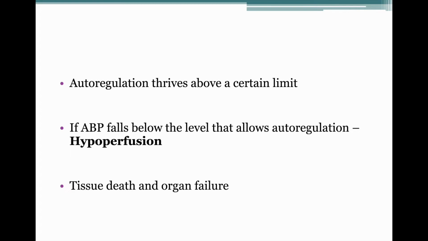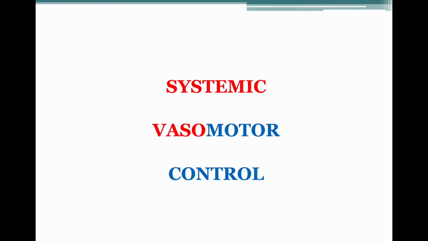Now if the BP goes down to 20 and 30, the body's autoregulation mechanism will fail. So it works only above a certain limit. If arterial BP falls below the level that allows autoregulation, there will be hypoperfusion. That is where the autoregulation fails. So that will lead to hypoperfusion, tissue death and organ failure.